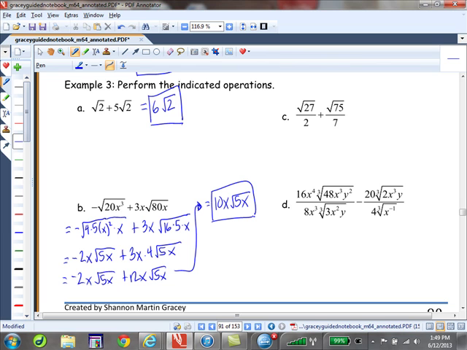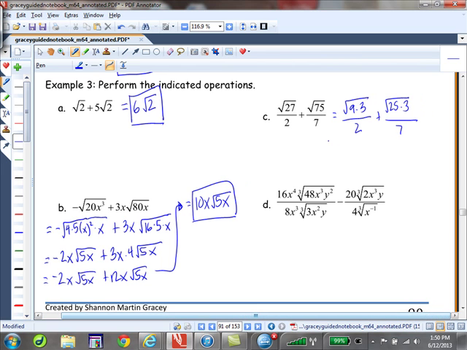Okay, part C. Root 27 is going to be root 9 times 3 over 2, because 9 is a perfect square. Root 75 I can write as root 25 times 3, because 25 is a perfect square, and that's over 7. This will give me root 3 over 2 plus 5 root 3 over 7.